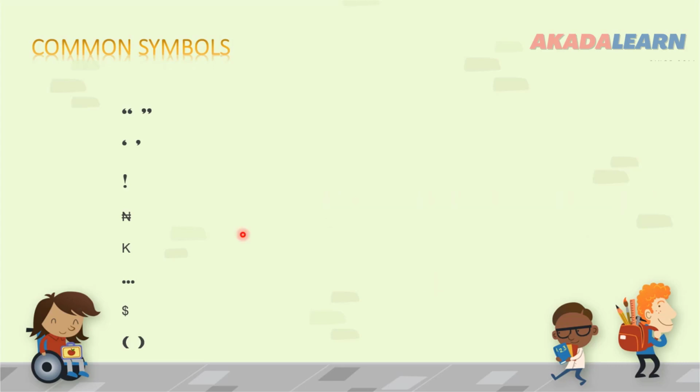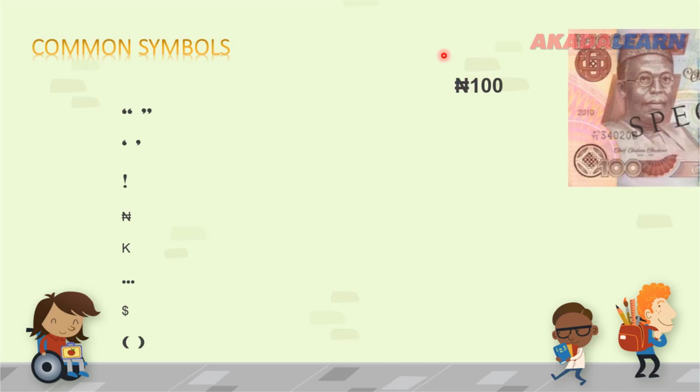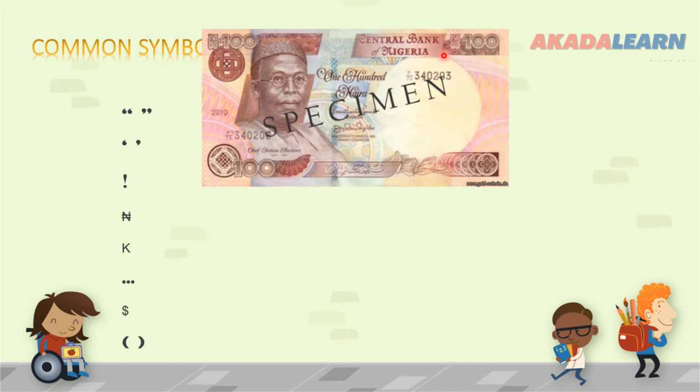Okay, now let's look at this symbol right here. Do you recognize it? It's the symbol for the naira, and it's always written before the number or before the amount. Okay, so you write it first and then you put the number. So even though we say 100 naira, when you're writing it down, you always put this symbol first before the amount or the number. So this is an example of a 100 naira note. You see, even on the 100 naira, the symbol appears before the amount.